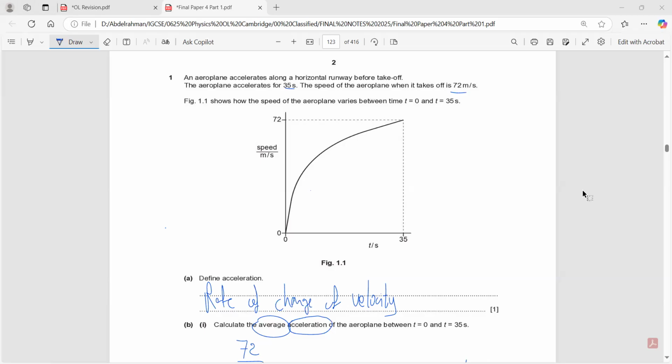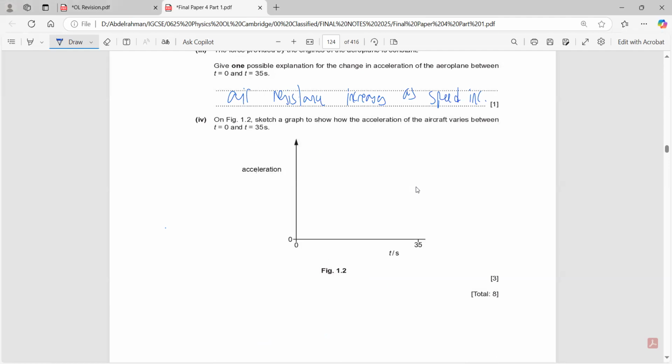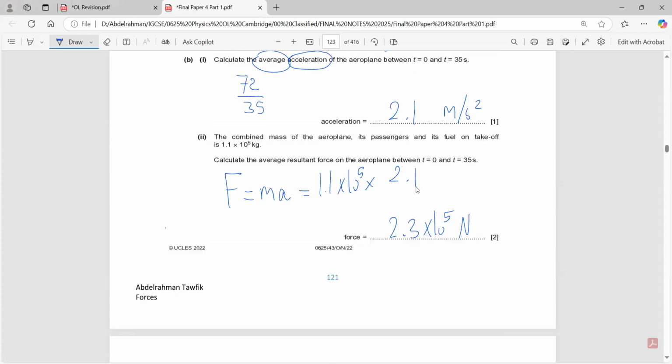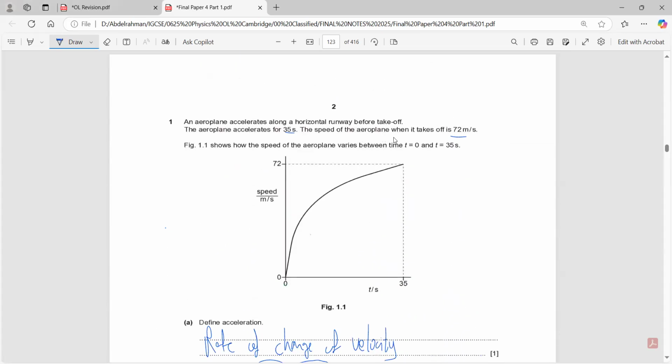Yes, this is an acceleration time graph. He wrote down here: this is acceleration and this is time. So we need to draw an acceleration time graph. Probably he reached a constant speed. Let me just check it. The airplane accelerates. The speed when it takes off is 72 meters per second. We will assume that he reaches a constant speed.